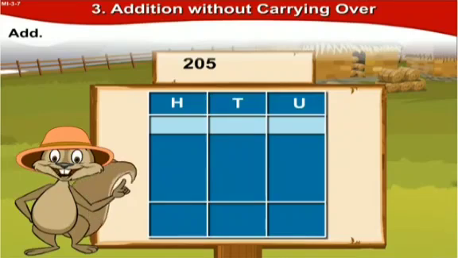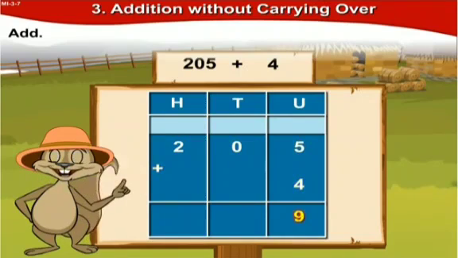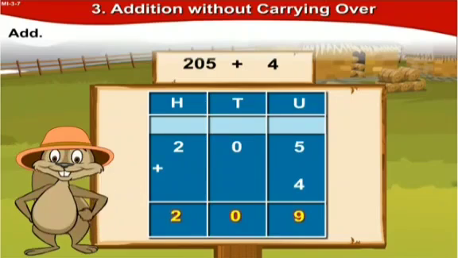Next is 205 plus 4. First we'll write hundreds, tens, units. Now 205 is equal to 200, 0 tens, 5 units plus 4 units. So 5 units plus 4 units is 9 units. In the tens column, we have 0 tens. In the hundreds column, we have 200. So the answer is 200, 0 tens and 9 units, which means 209.